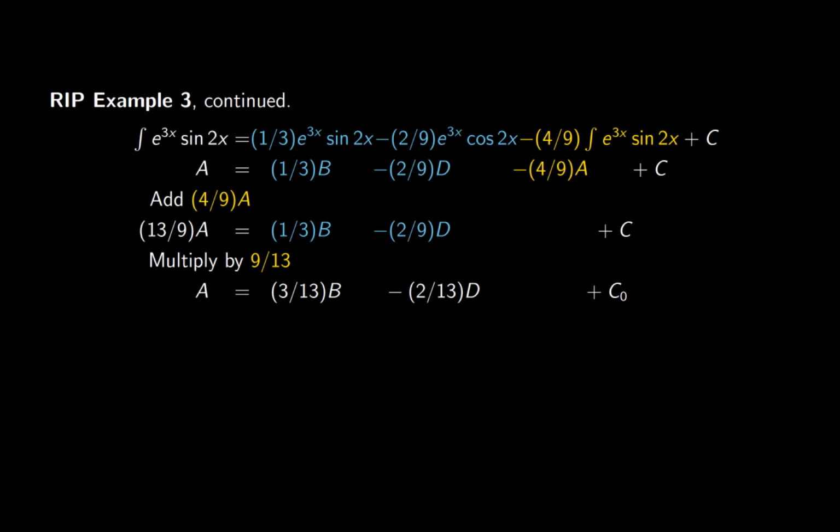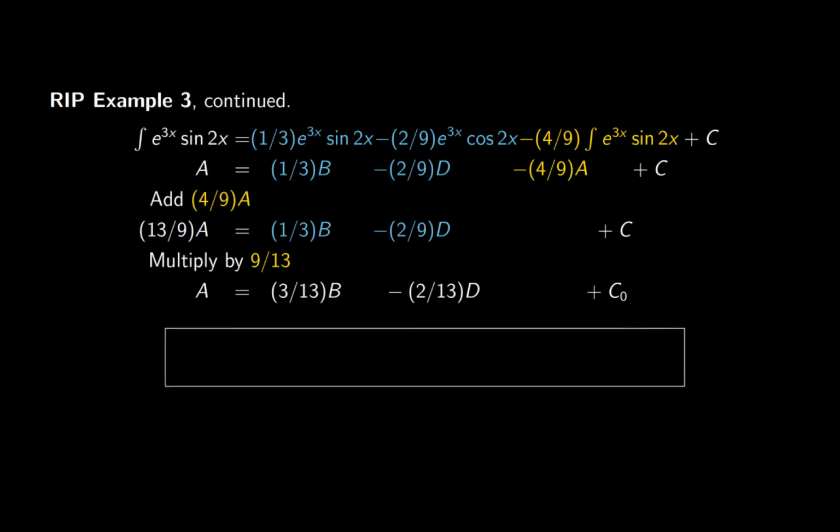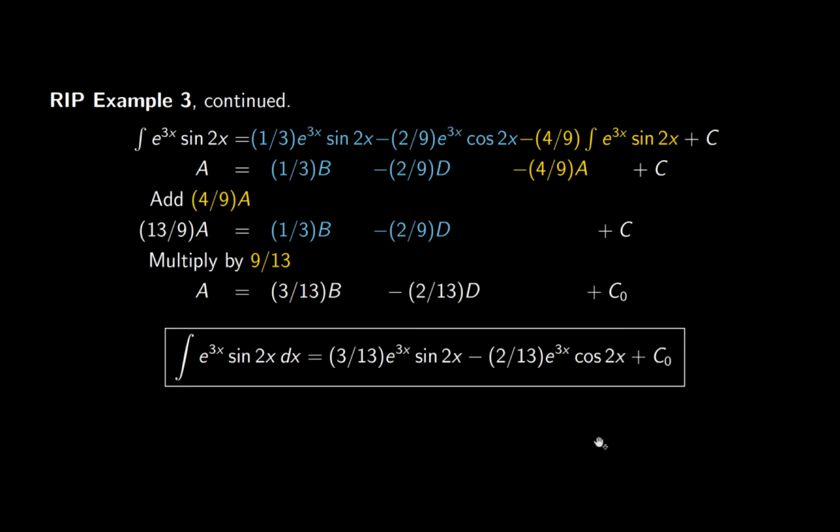So we just had to translate this back into the functions, and that gives us the original integral, which is equal to a, is given by 3/13 times e to the 3x times sine 2x, which is the b function, minus 2/13 of the d function, which is e to the 3x times cosine 2x, plus a constant. So there we go.